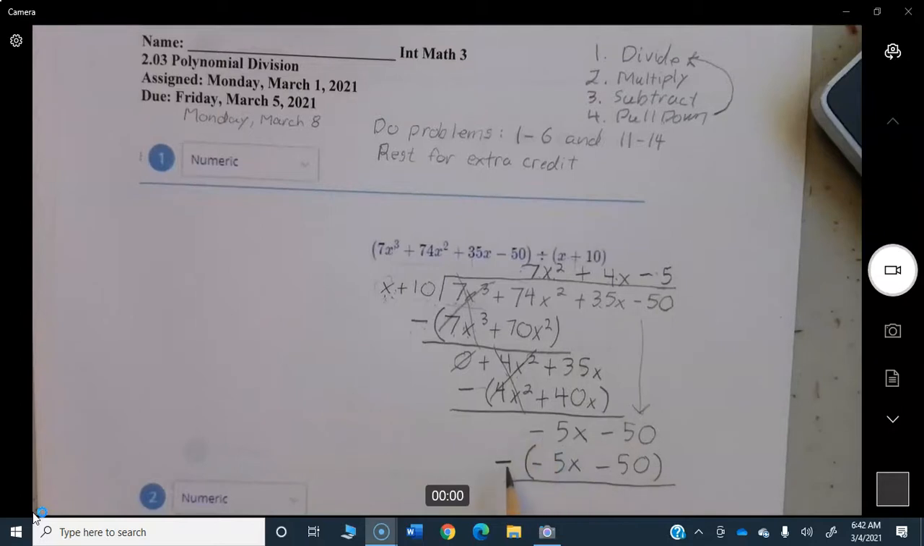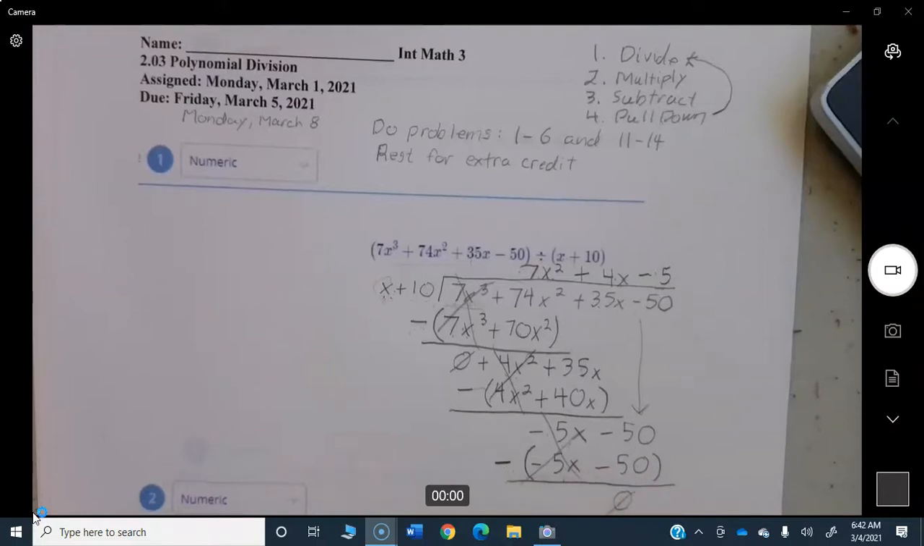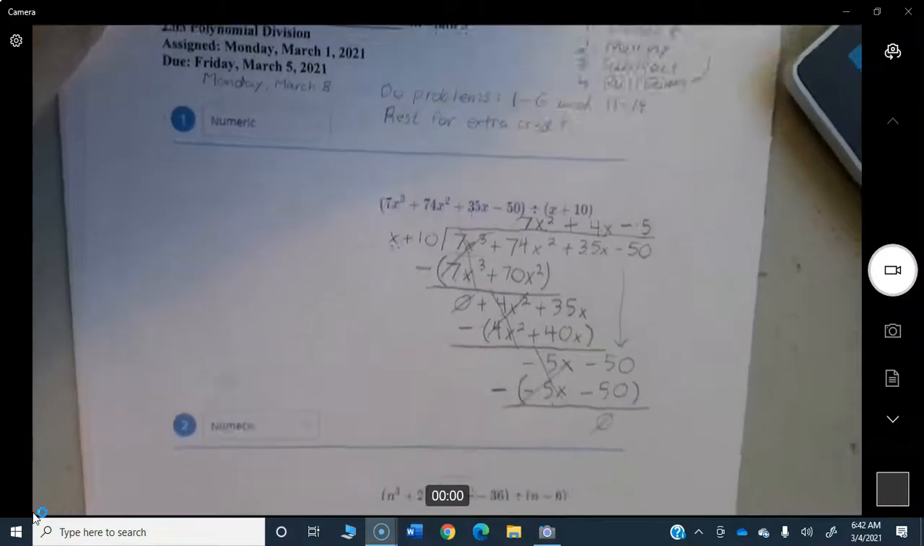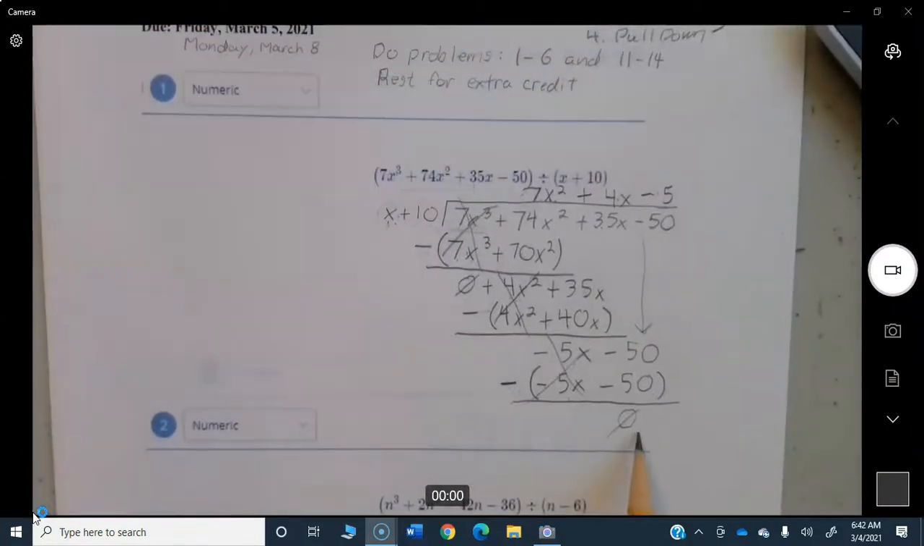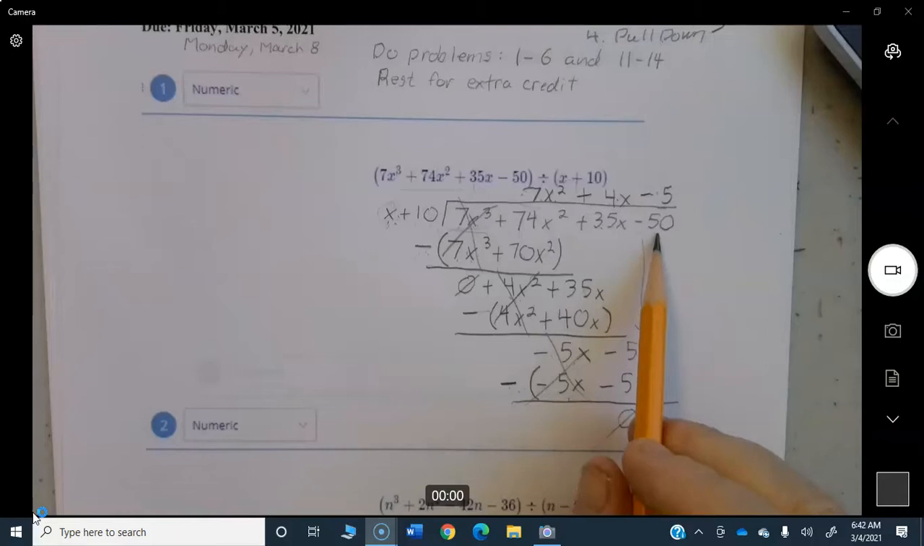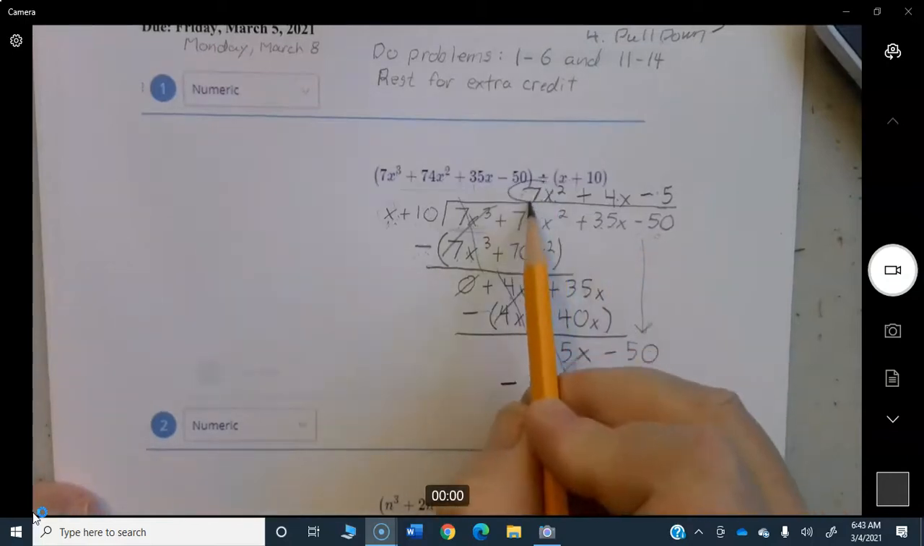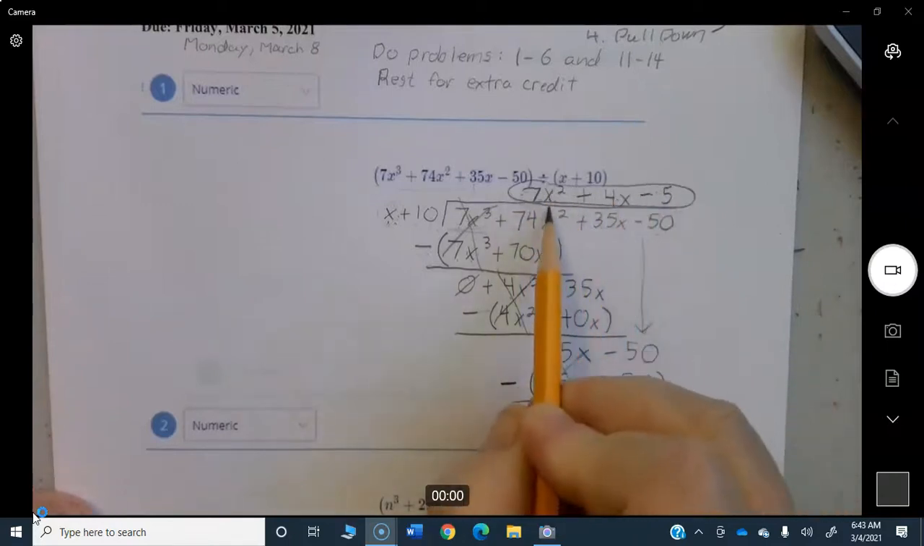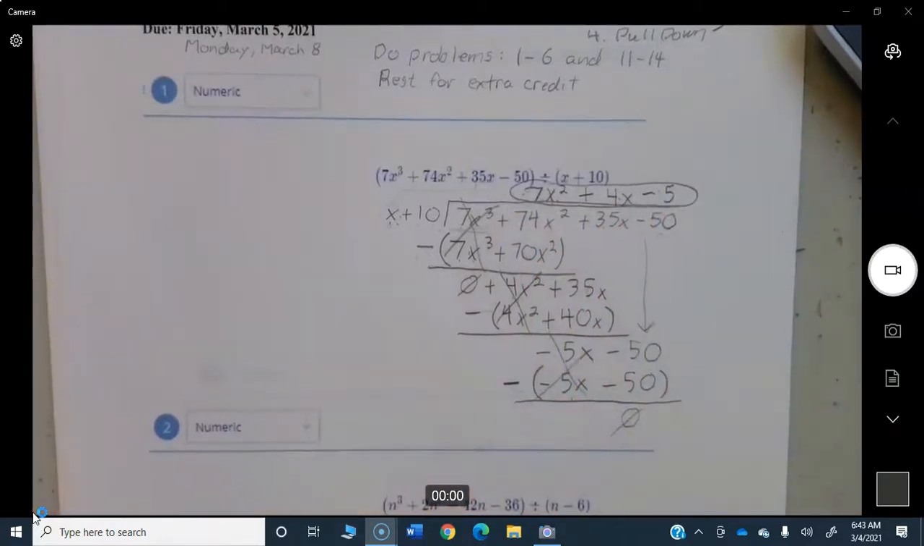So negative 5x minus negative 5x, that becomes plus 5x. Negative 5x plus 5x is 0, so that goes away. And negative 50 minus negative 50, or negative 50 plus 50, is also going to be 0. So the entire subtraction gives us a 0. And so that means there's no remainder. We're done with the problem because we just processed our last term there, the negative 50. So we're done. So there's your answer right there. 7x squared plus 4x minus 5.